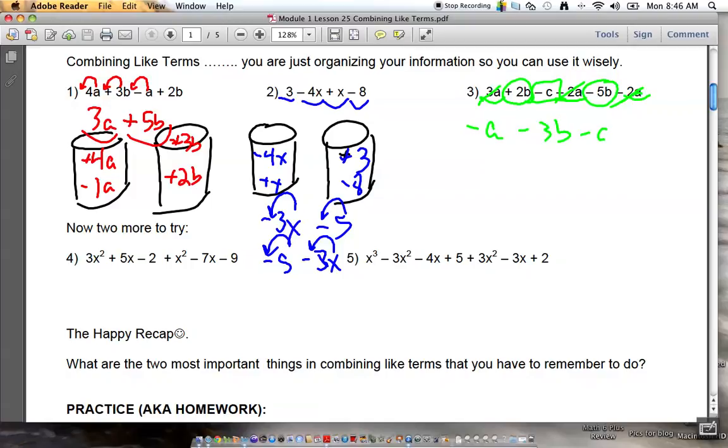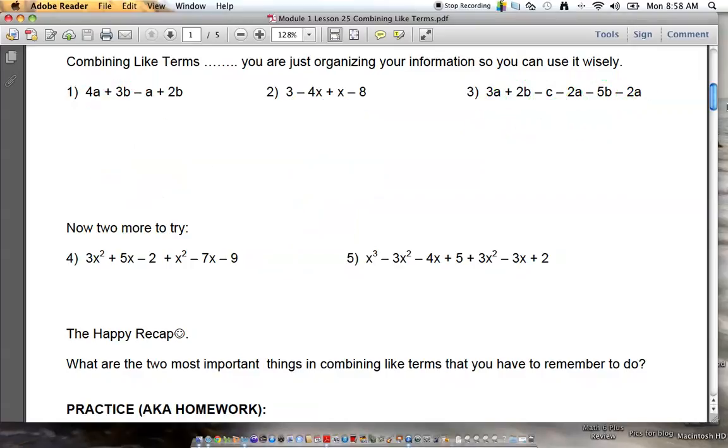Your problem is not with what to do. Your problem is integers. Guys, 3 plus negative 2? 1. 1 plus negative 2? That's why it's negative a. What's 2b's and negative 5b's? Negative 3b's. Okay, try numbers 4 and 5. Phoebe, work with somebody. Yes, I did. I said everything is addition.